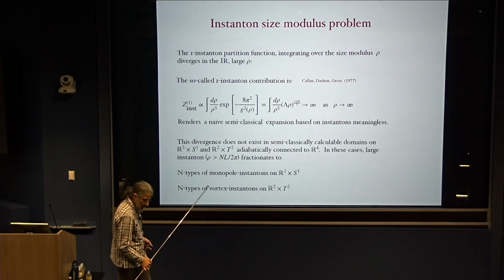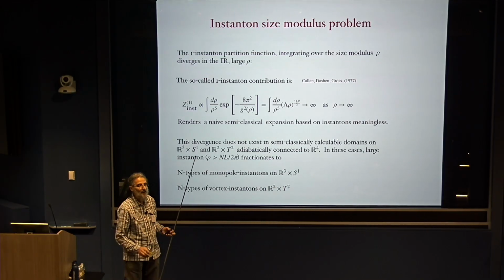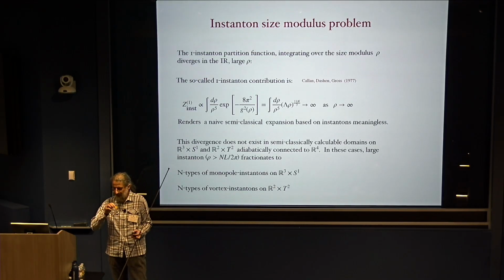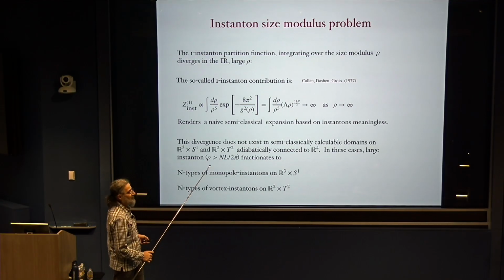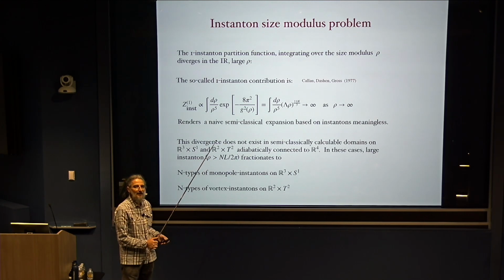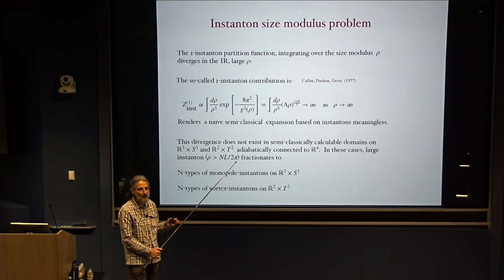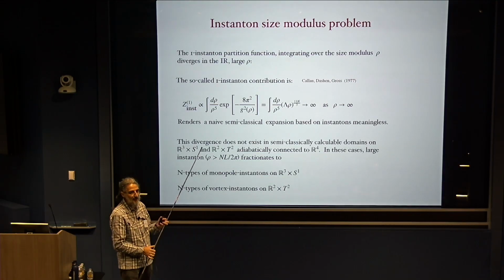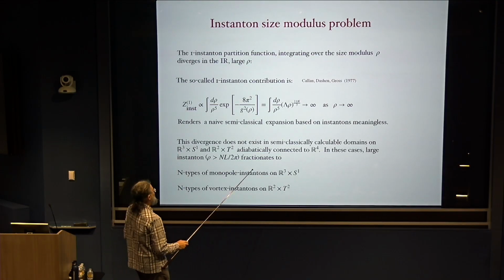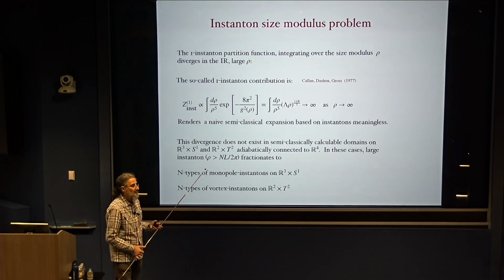Okay. Now, let me tell you about the instanton size moduli problem. In the early days, people attempted to do semi-classics with the instanton, like we do in quantum mechanics. In quantum mechanics, we look at the proliferation of the instantons, and they lead to level splitting, for example, in the case of a double well potential. And with a similar idea, people looked at the proliferation of the instantons in 4D.